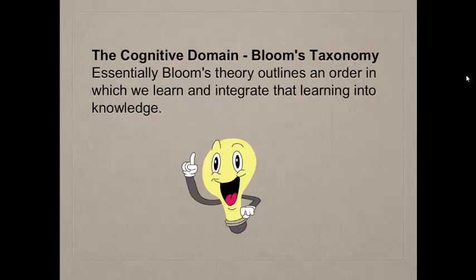In the cognitive domain, Bloom's taxonomy is essentially a theory that outlines the order in which we learn and integrate that learning into knowledge. As I said before, at some point we remember, and then we might put that remembering into acquired knowledge. If someone is really interested in facts and figures, for example, they might remember how to do their times table. After a period of time of remembering, eventually that becomes an integrated piece of knowledge.